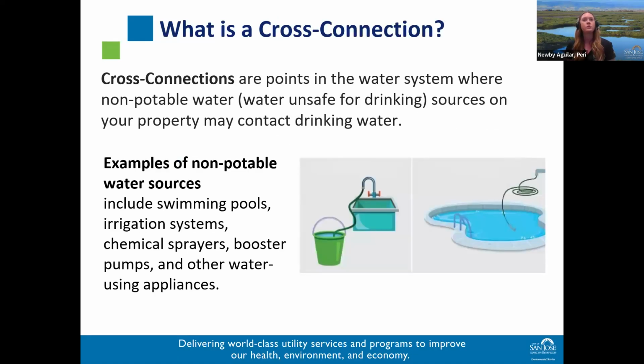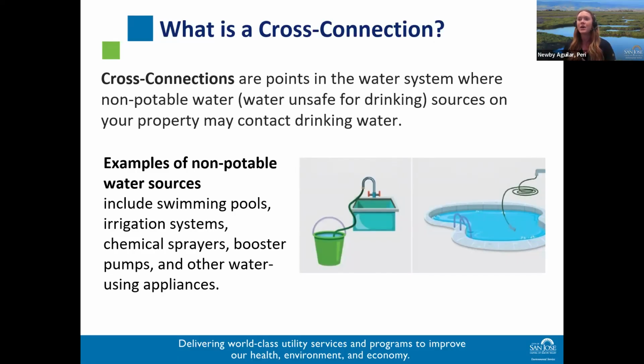But let's talk about what a cross connection is. Keeping in mind what I defined as backflow, a cross connection is the point where the backflow system is now impacting our drinking water system. Cross connections create a pathway for contaminated water to enter a drinking water system when a backflow incident occurs. Common examples of cross connections include what are depicted in the images on our screen.